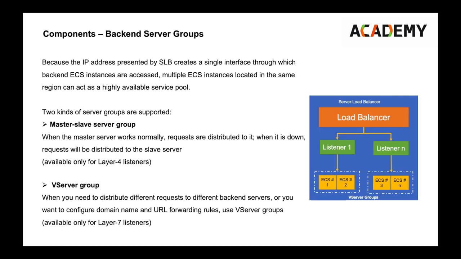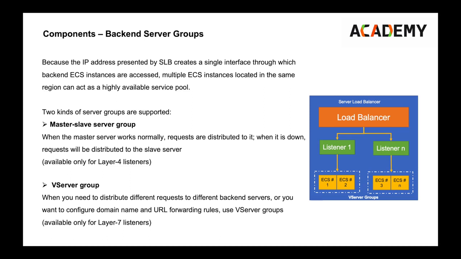Backend server groups. Because the IP address presented by the SLB creates a single interface through which all the backend servers are accessed, multiple ECS instances located in the same region can act as a highly available server pool. And there's two different types of server groups that are supported depending on what type of listener you choose. If you choose a layer 4 listener for TCP or UDP, then we have what is called a master-slave server group. This is the backend server pool. This is essentially just to provide HA, not really to provide true load balancing. The master, all requests are distributed to the master when it's working normally. If it goes down and fails its health check, then all requests go to the slave.